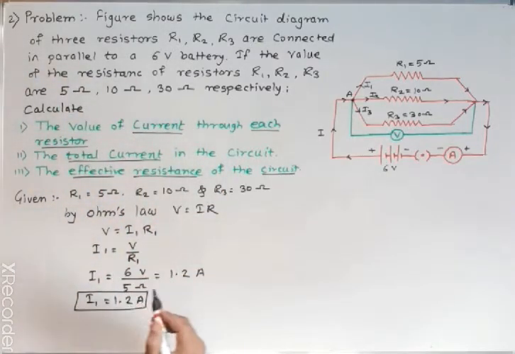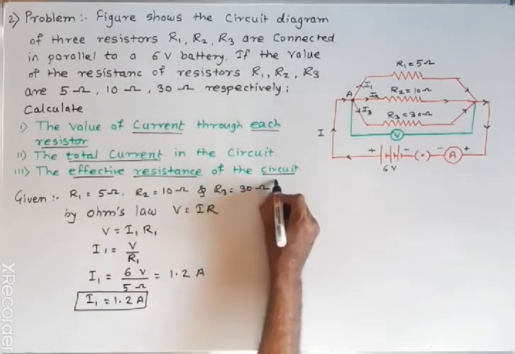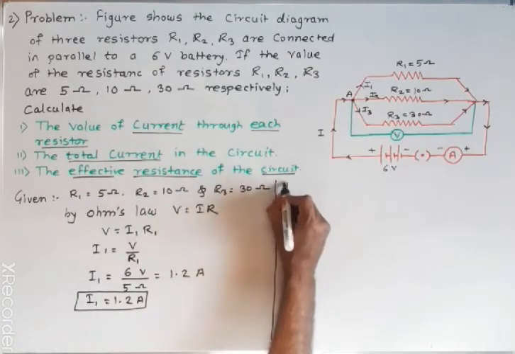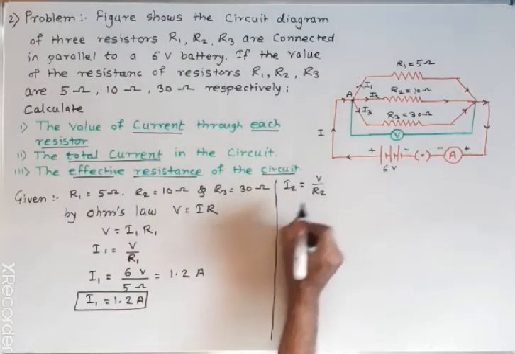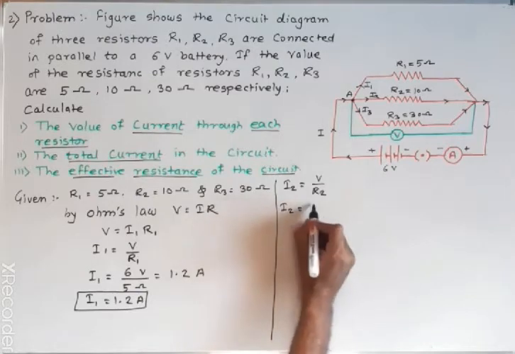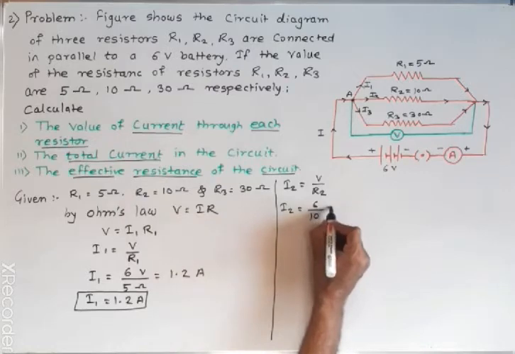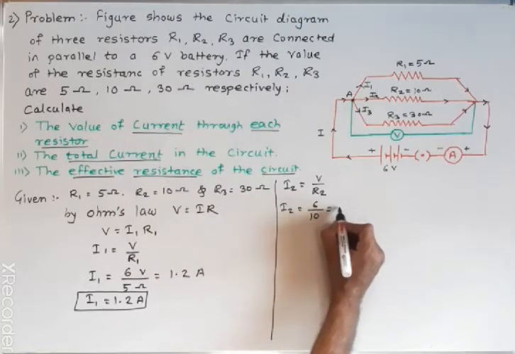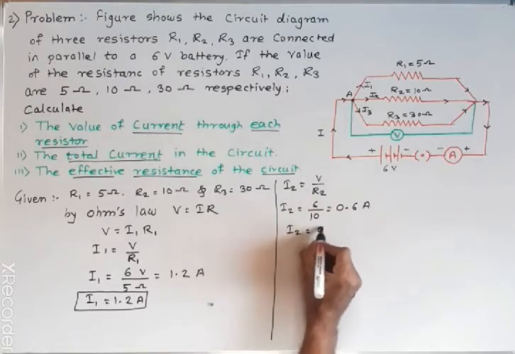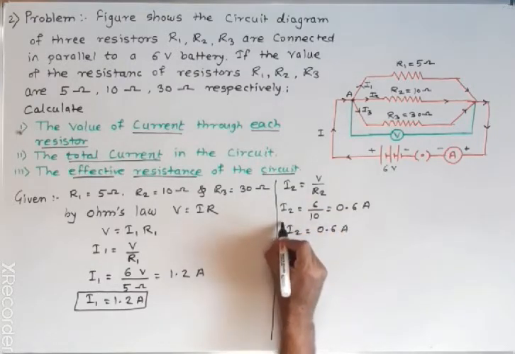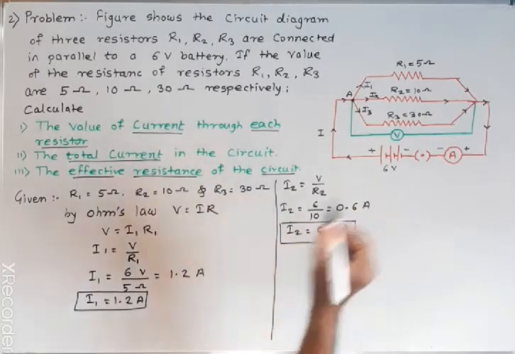Similarly, I will proceed to calculate the value of the current which is flowing through R2. So, dear friends, I2 is equal to, again by using Ohm's law, V upon R2. So, I2 is equal to 6 volt upon 10 ohm. So, I will get I2 is equal to 0.6 ampere. This is the value of the current which is flowing through the resistor R2.